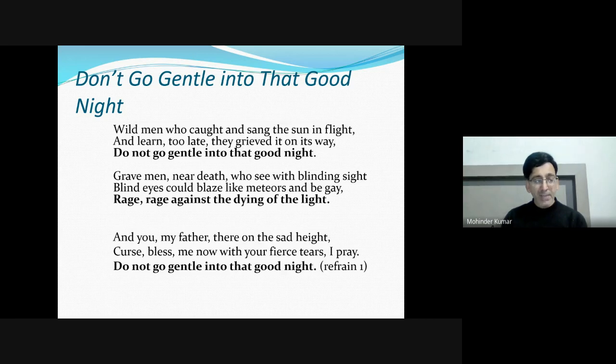Okay, I think the same pattern is going on, so we can understand this one. There are overall 19 lines here, arranged into 5 tercets, and in the fourth tercet the first line of the first stanza is again repeated. Then at the end of the fifth stanza the third line of the first stanza is repeated. And at the end of the last stanza, which is called a quatrain, the first and third lines are repeated together. You can observe this pattern: Don't go gentle into that good night. Rage, rage against the dying of the light.